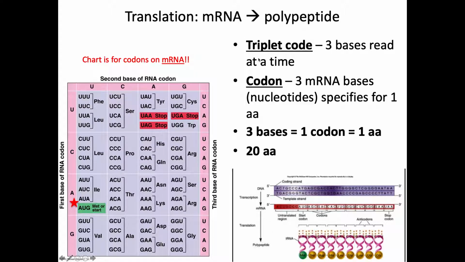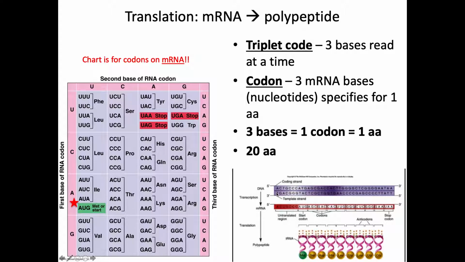Something important to know is that everything is basically read in threes. So you have your DNA read in threes, and you have your mRNA that will be read in three bases at a time. That's called the triplet code.